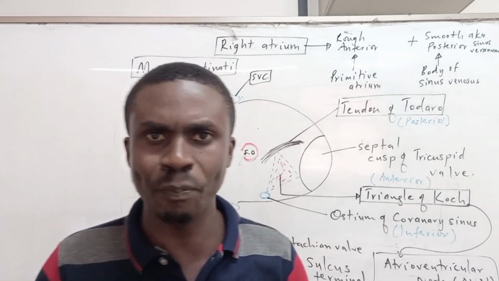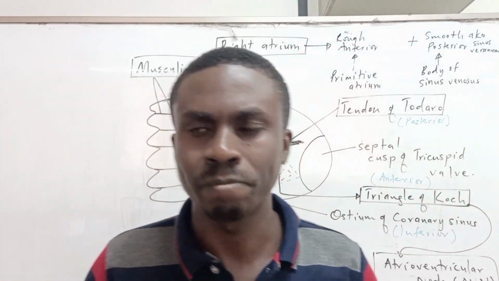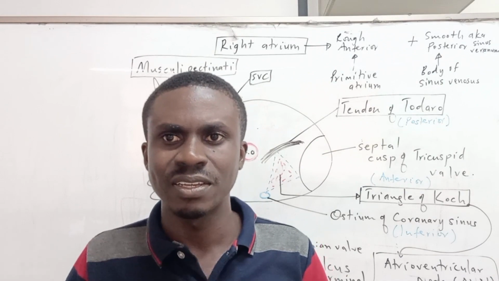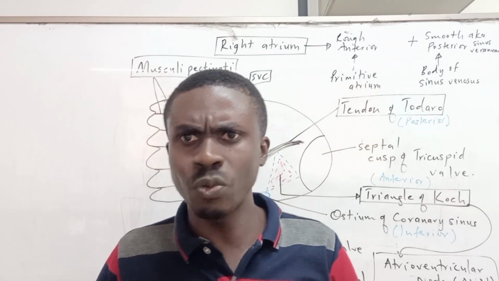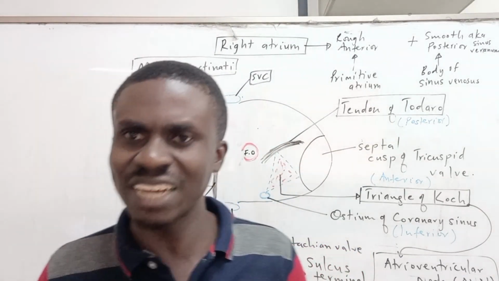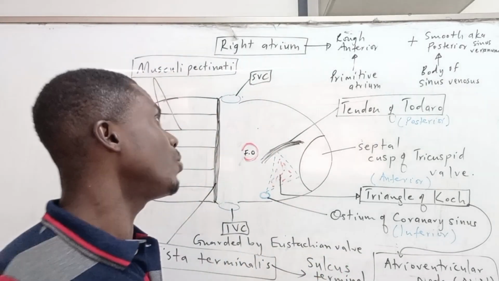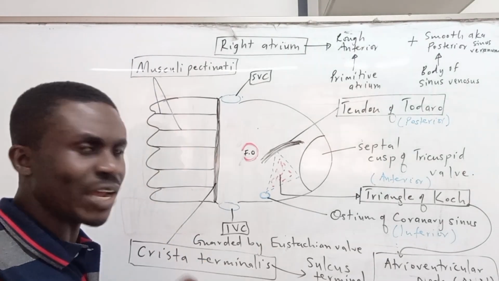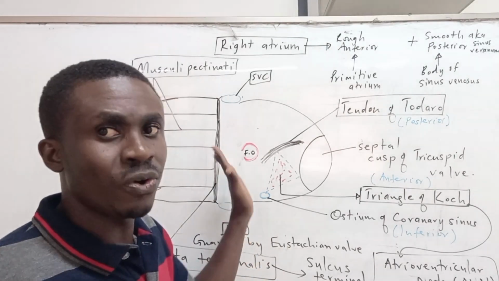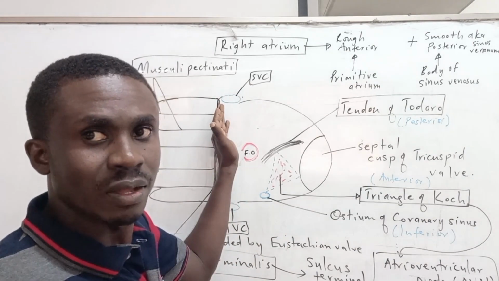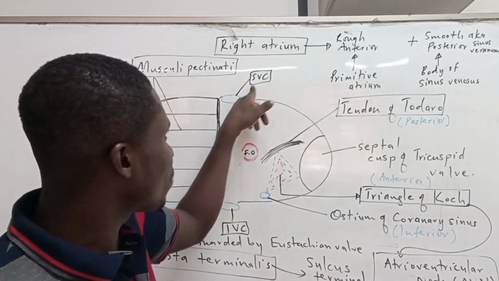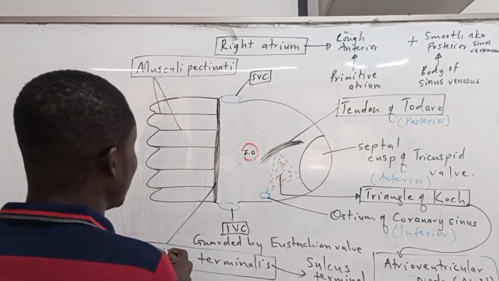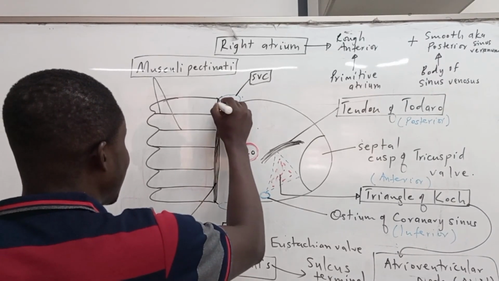Now, how about the pacemaker? Which node has the pacemaker cells? You know it already, the heart of hearts, and that is the sinoatrial node. And the sinoatrial node, where is it located? The location of the sinoatrial node is at the superolateral aspect, where the superior vena cava opens. So this is the area, especially, let me use red to show it to be somewhere here.